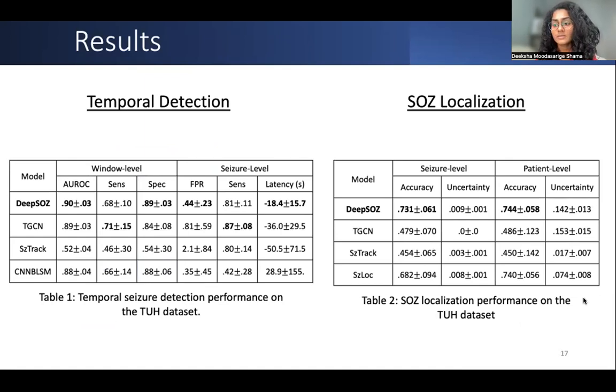We observe that DeepSOZ outperforms all baselines in window-level AU-ROC score, achieving a good trade-off between specificity and sensitivity. At the seizure level, it has the least false positive rate while maintaining good sensitivity. In SOZ localization, DeepSOZ achieves the highest accuracy among all models while maintaining acceptable uncertainty levels.